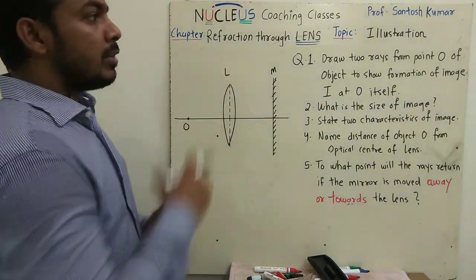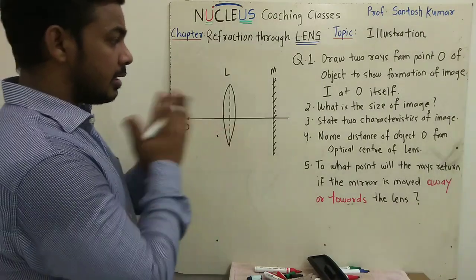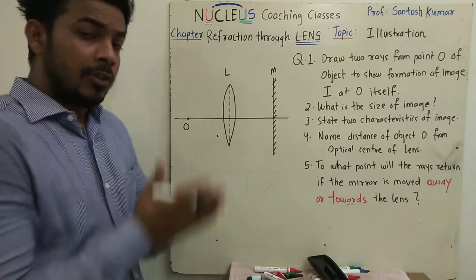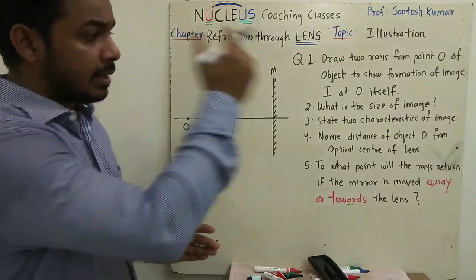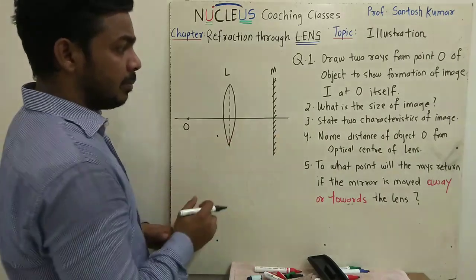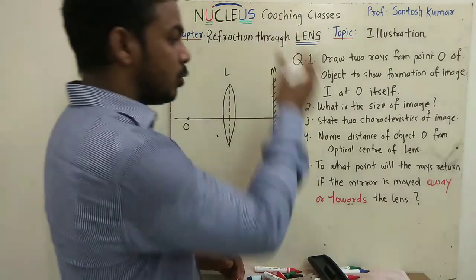Let us now study one of the illustrations based on lens, and some questions are there along with the ray diagram. We have to study it very carefully. We have to draw the ray diagram and answer the following questions. So I have got a lens L, a plane mirror M, and then a point object O, and I have some questions to solve.